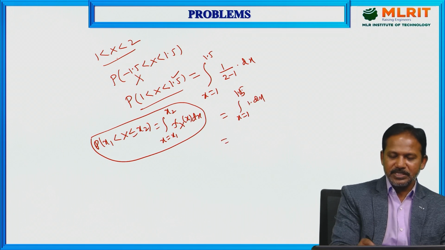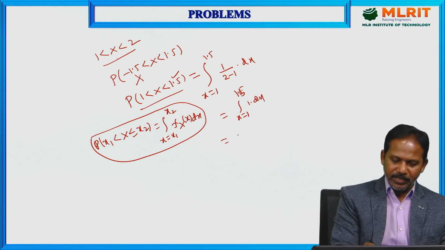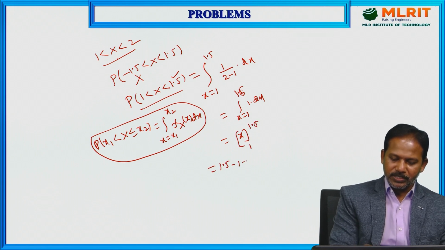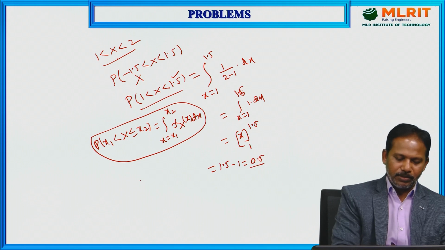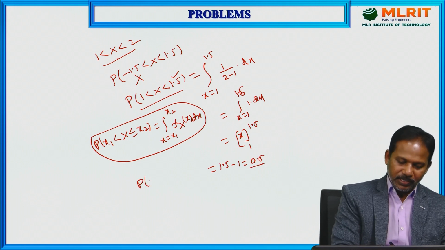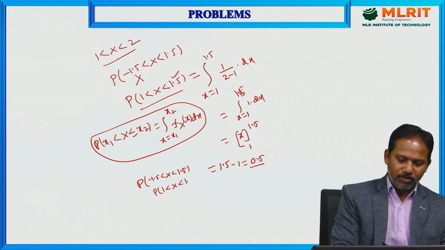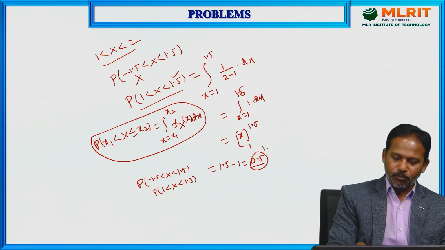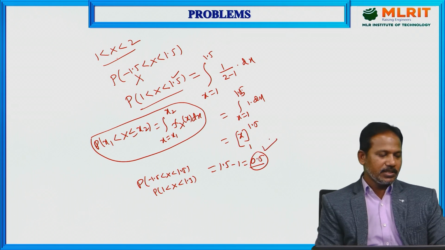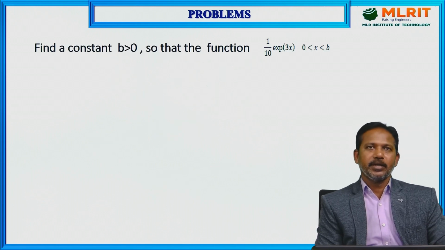So 1 means integration of x, 1 will be taken as x only, x from the range of 1 to 1.5, that is 1.5 minus 1, that is 0.5. So here, for the given data, p of minus 1.5 less than x less than 1.5 means simply p of 1 less than x less than 1.5, and the value is 0.5 only. So this is the calculated value.